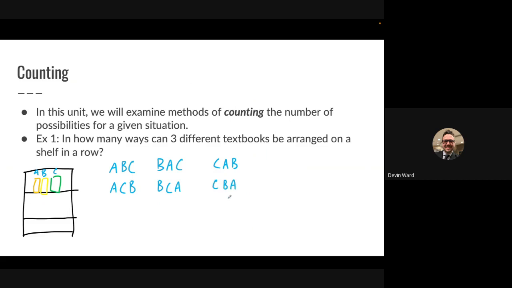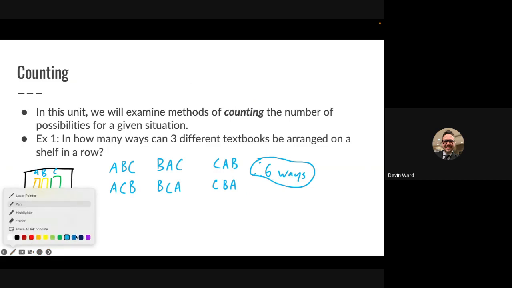Do you think there are any other ways that we could order them? If we go back to A, we already have A, B, and then C, then A, C, B. We can't do any more with A. Can't do any more with B in the front either, or with C in the front. So there are six ways. Therefore, there are six ways that they can be arranged.